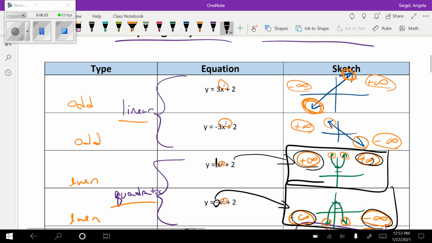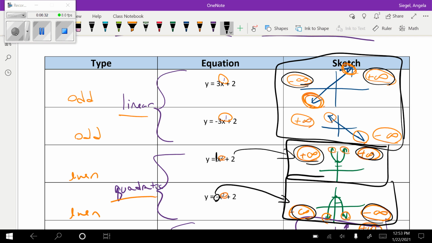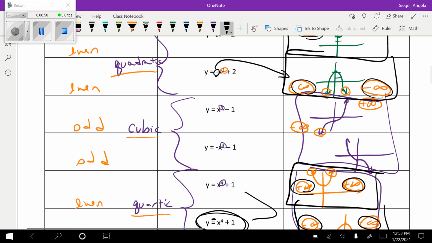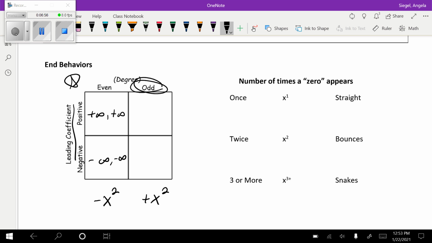Okay, let's go to the odd functions. Notice that they have opposite signs. They go from negative to positive, and this one goes from positive to negative. Let's look at the coefficients. If it's positive, it's going to go from negative to positive. But if it's negative, it's going to go from positive to negative. The way I think about this is that odds are opposite, so you're going to start opposite. Positive is going to start out negative and go to positive. Negative is going to start out positive and go to negative.